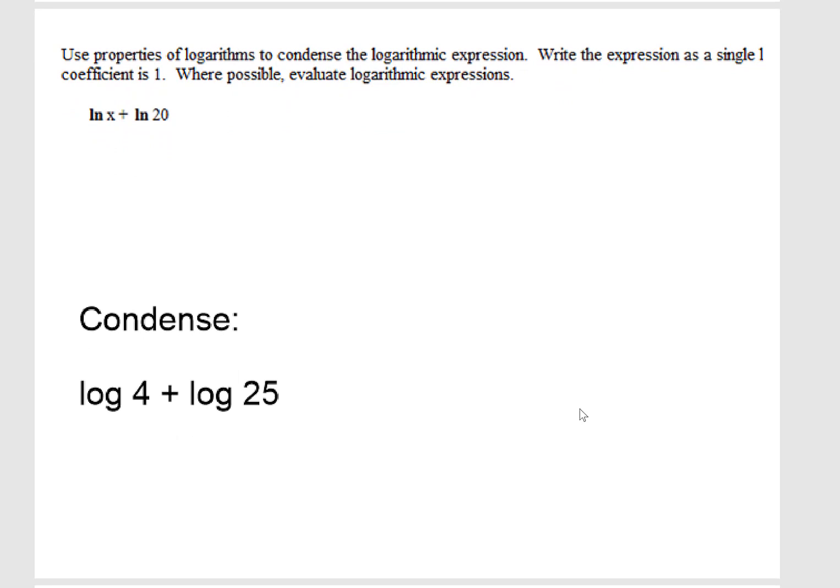Now I'm going to go from multiple logs to one log. So remember that this is our natural log. ln is the same as log base e. But I'm going to go from multiple natural logs to one log. And that product rule tells me that if there's addition between those logs, then I can have multiplication on the inside of just one log. I put the 20 before the x because, standardly, we put the coefficient before the variable.